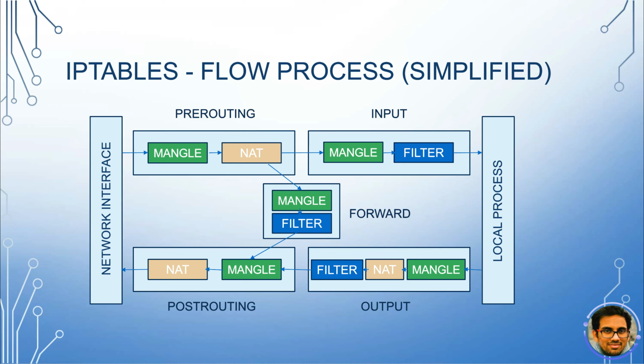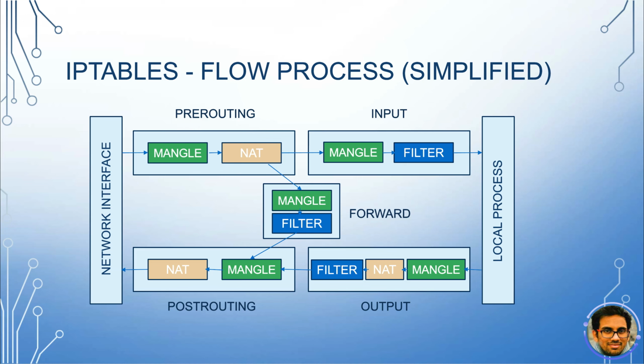Now let's talk about the IP tables flow process. Incoming packets traverse through the pre-routing chain of the mangle and NAT tables. Destination network address translation occurs at the NAT table's pre-routing chain. Routing decisions are made on the destination IP address after the pre-routing. After routing, the packet enters the input chain of the mangle and filter tables.